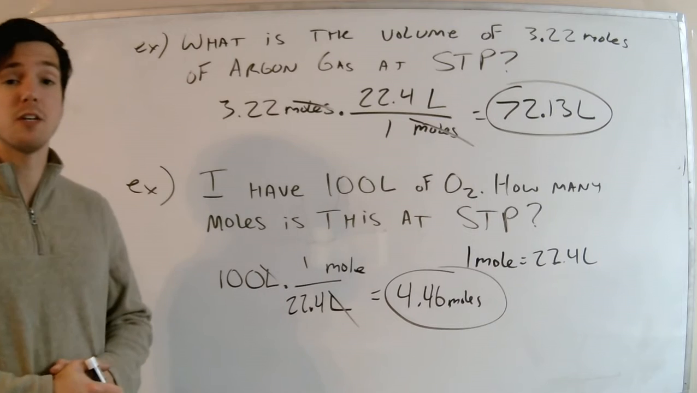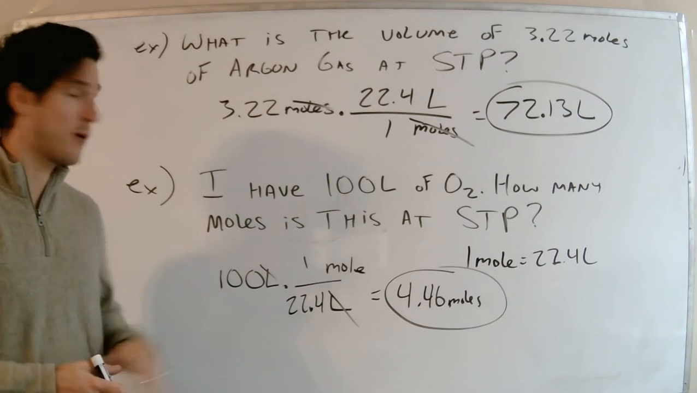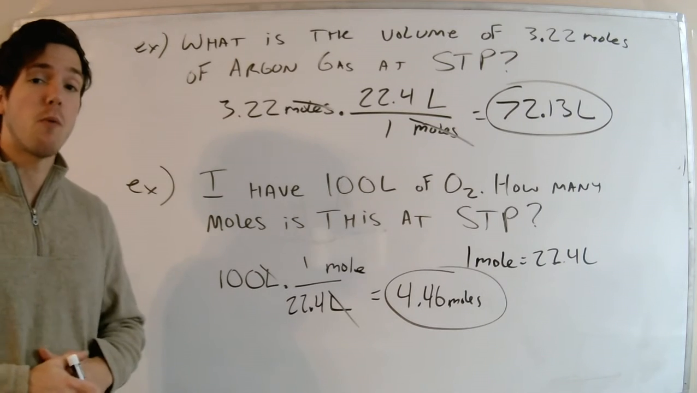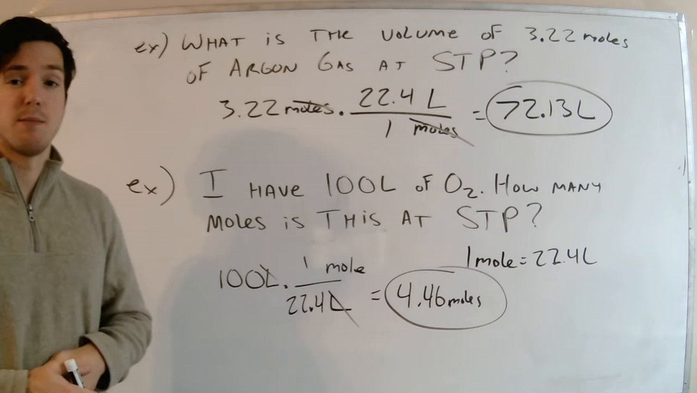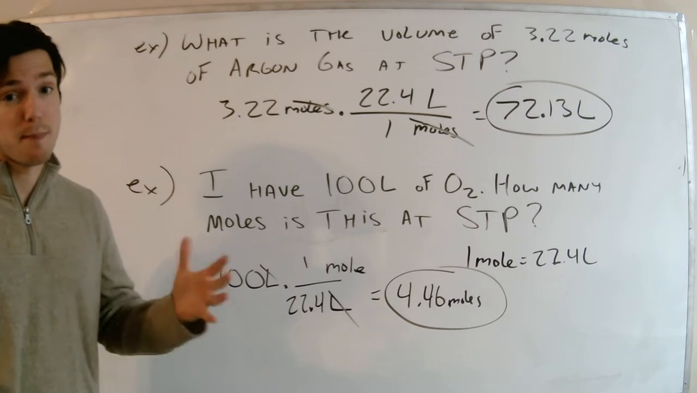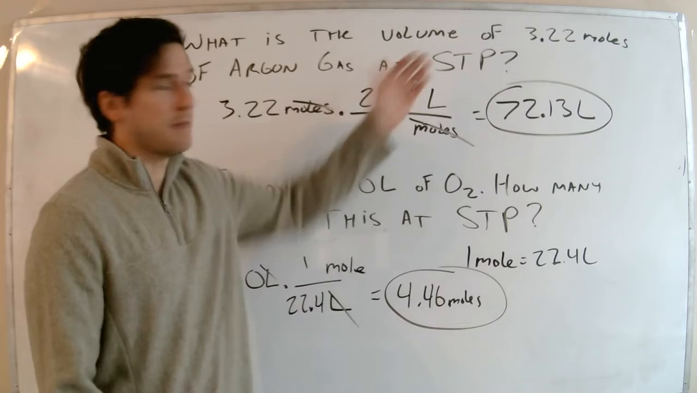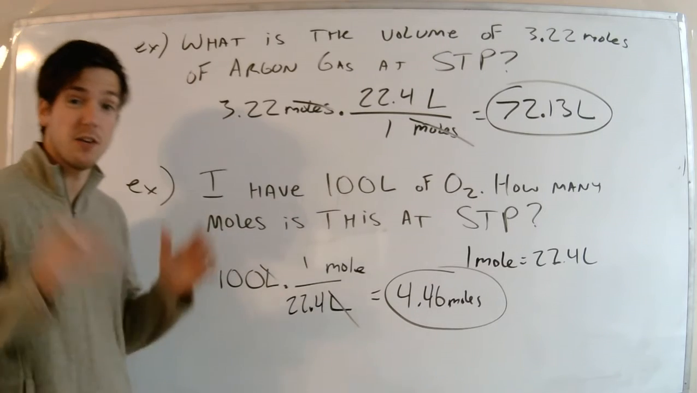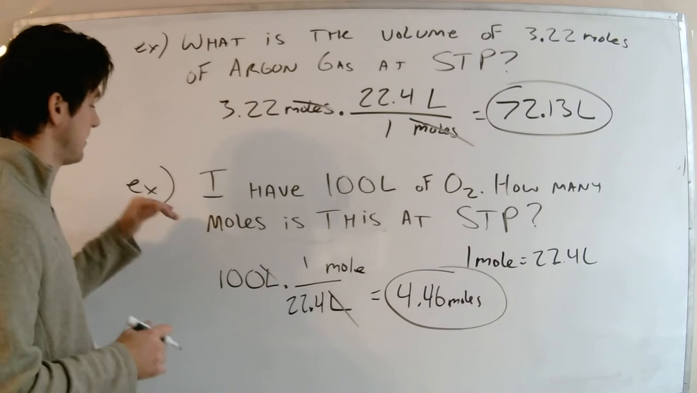If you want to go from liters to moles, you divide by 22.4, like we did here. If you want to go from moles to liters, you just multiply by 22.4. But remember, it's got to be at STP, okay? If you see STP, you know at some point you're going to be saying, all right, I got to use 22.4.